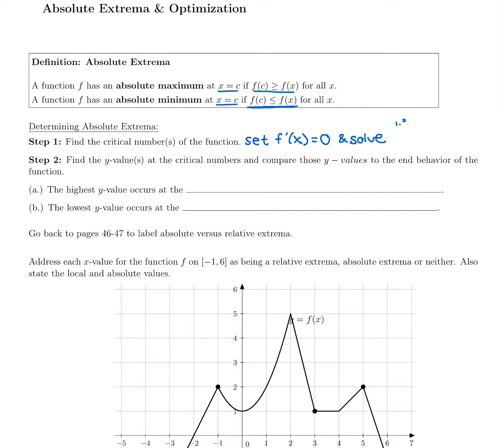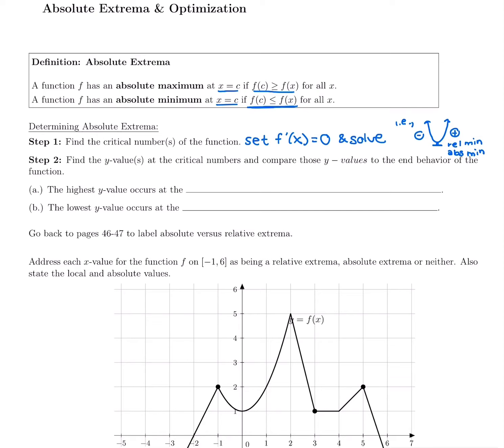So, for example, if the shape of the graph is just a regular old parabola, well, the critical number would be right here, that soft peak, and it's going to have the sign change negative to positive. So it's going to be a relative min. But also, comparing it to the end behavior, that relative minimum is also an absolute min. So you may find that a relative max or min is also the absolute max or min.